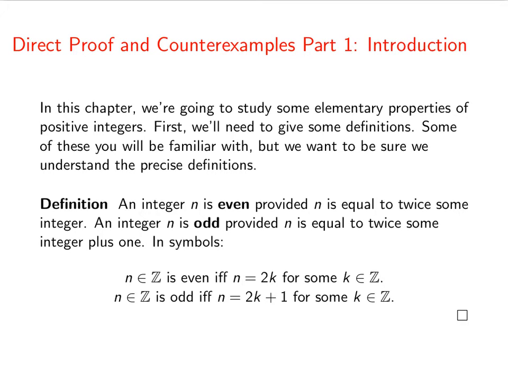Now, if you want to write this in symbols, we'll say that n in the integers is even if and only if n is equal to 2k for some k in the integers. And n in the integers is odd if and only if n is equal to 2k plus 1 for some k in the integers.